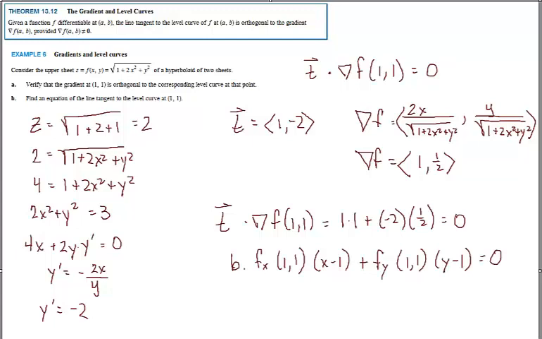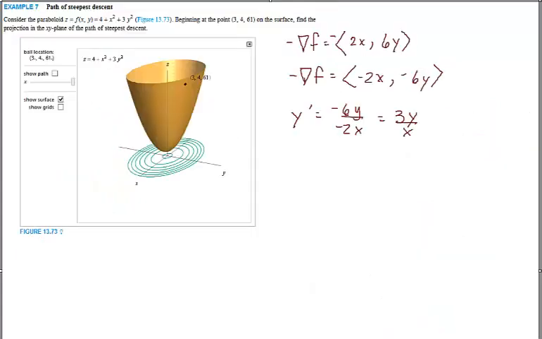Next, I'm going to find the equation of the line tangent to my level curve at that point 1, 1. And it follows from this that I'm going to plug in a 1, 1 for my partial with respect to x. I'll plug in a 1, 1 with my partial with respect to y, and then just do a little bit of algebraic manipulation. And there's what I get.